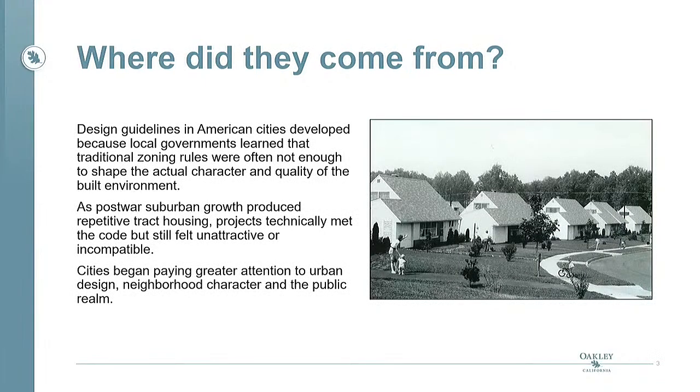Where did they come from? Design guidelines in American cities developed because local governments learned that traditional zoning rules were often not enough to shape the actual character and quality of the built environment. As post-war suburban growth produced repetitive tract housing, projects technically met the code, but still felt unattractive or incompatible. Cities began paying greater attention to urban design, neighborhood character, and the public realm.